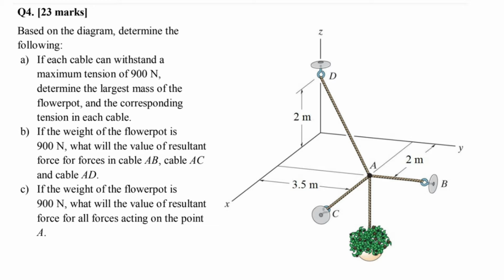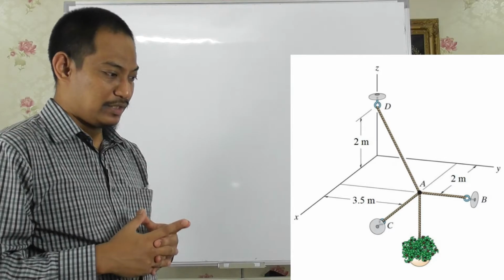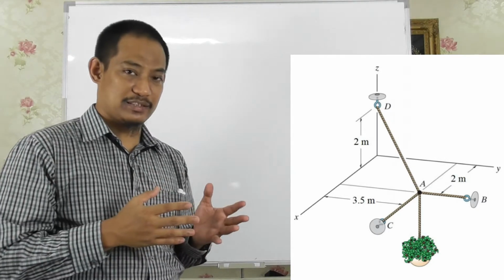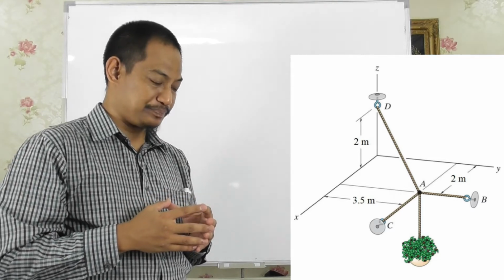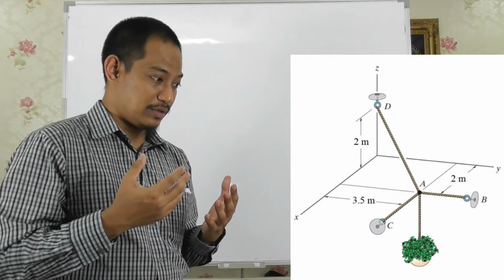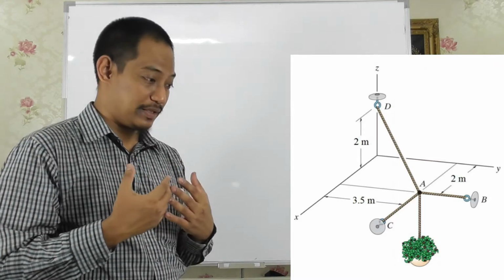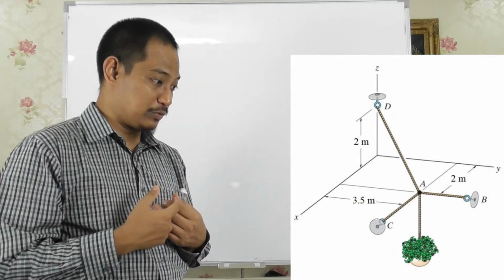That is part A. Part B, if the weight of the flower pot is 900 Newton, what will be the value of resultant force for the forces in cable AB, AC and AD? And then part C, if the weight of the flower pot is 900 Newton, what will be the value of resultant force for all forces acting on the point A? Right. So it is interesting in this question where there are 3 parts and the conditions are different, and then we have to determine something. Right. So we will go one by one, inshallah.